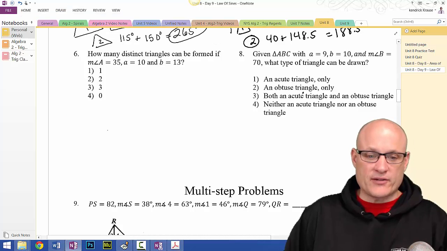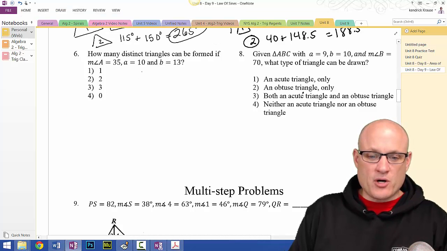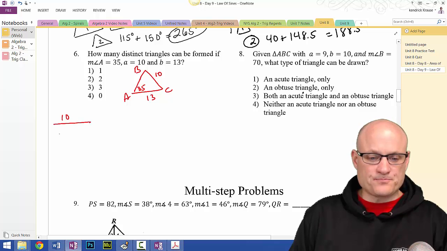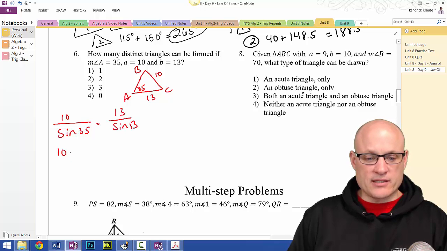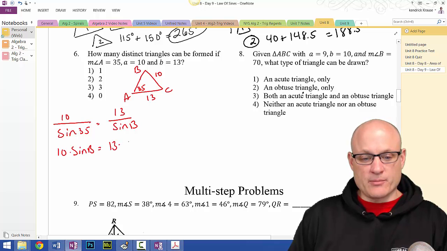If I go too fast, just pause it and come back or rewind it. Okay? So A, B, C, little a is 10, little b is 13, and angle A is 35. So if I do 10 over sine 35 equals 13 over sine B, cross multiply, I get 10 times sine B equals 13 times sine of 35. Again, I'm going rather quickly.